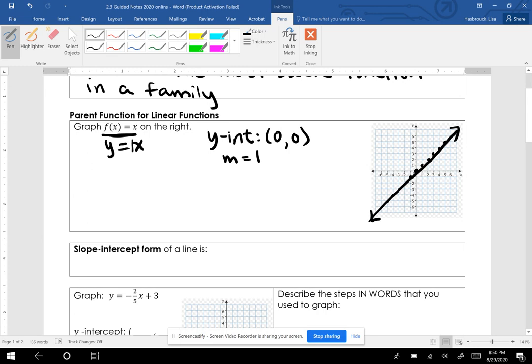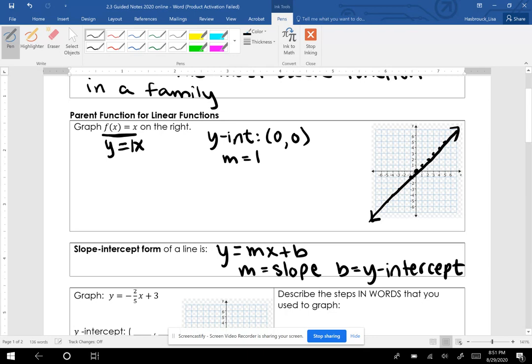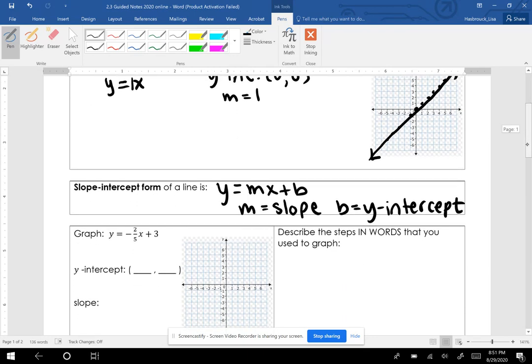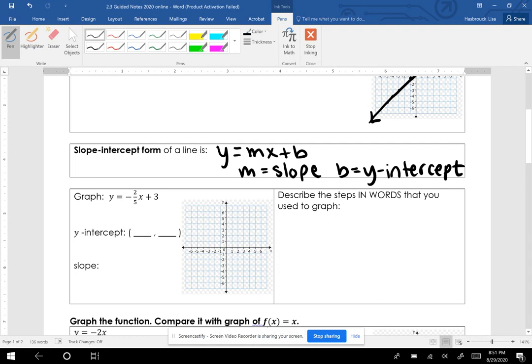Slope-intercept form of a line is what we have most often seen, and that's y equals mx plus b, where m is slope and b is y-intercept. So we're going to use some equations in slope-intercept form, and we're going to graph from them.